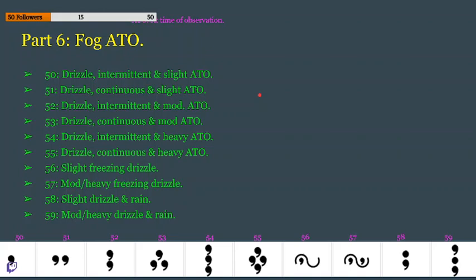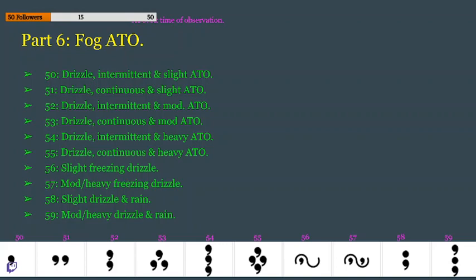Part 6, this is more drizzle, but for some reason, I'm not kidding, on the NWS website it was labeled fog at time of observation. This all has to do with drizzle again. This is going to be your commas, your heavy commas. This is all around the same thing, just slightly different.